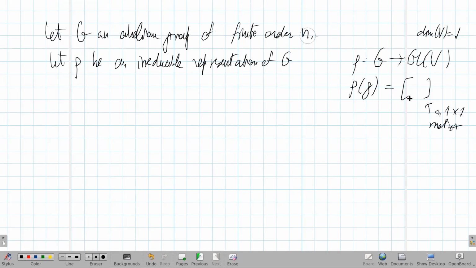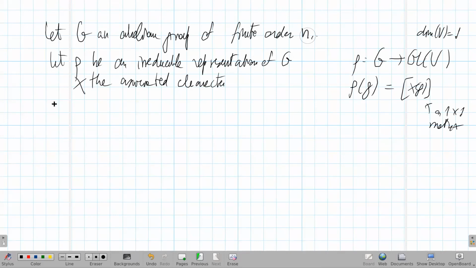And what's the character associated to rho? Well, it's the trace of this matrix. But if you have a 1-by-1 matrix, its trace is just the element you find here, okay? Because the trace of rho(g) is just the element you find here. And chi is the associated character. So the difference between a representation of degree 1 and its character is just that the representation has brackets around the character, but they are really the same thing.